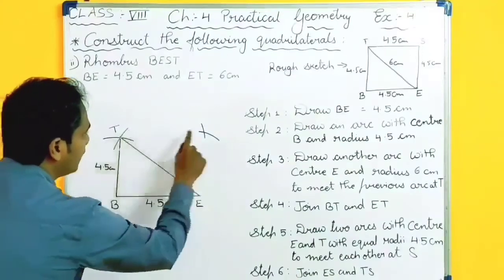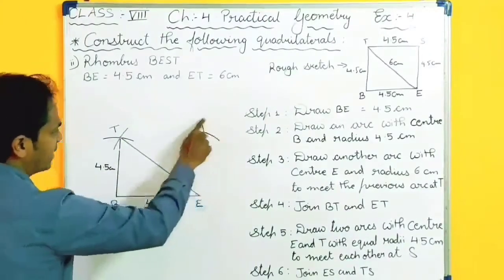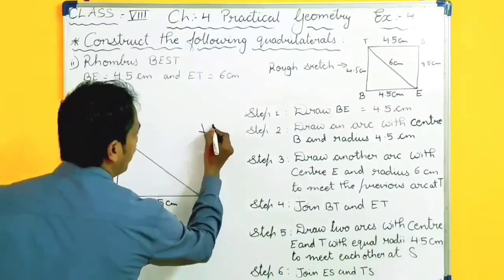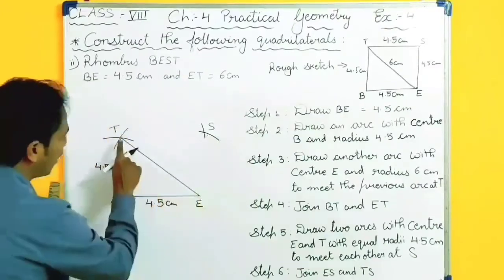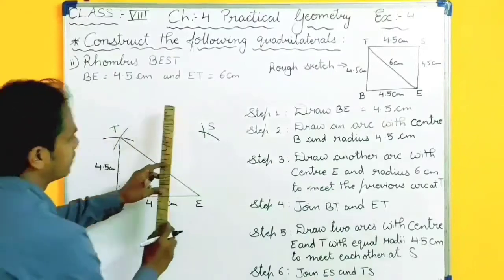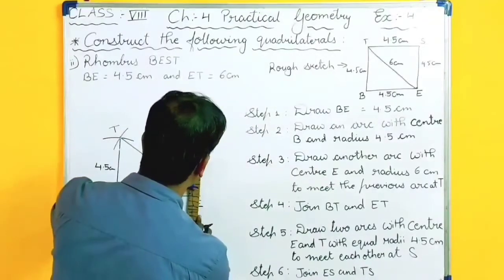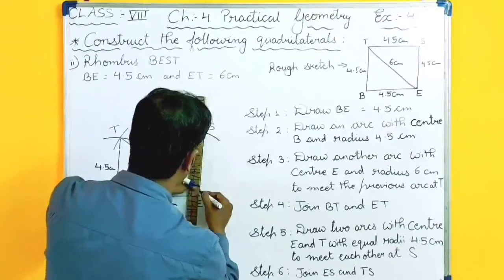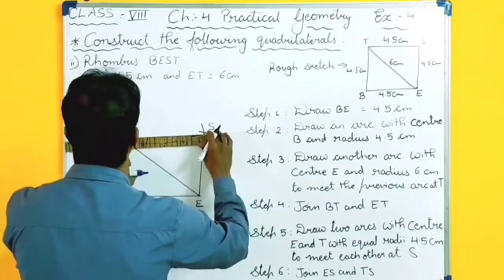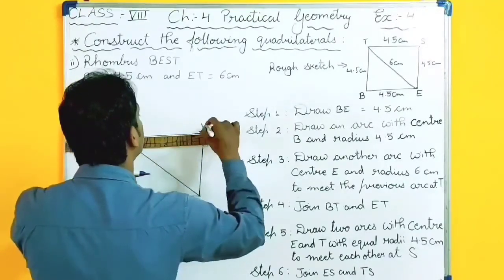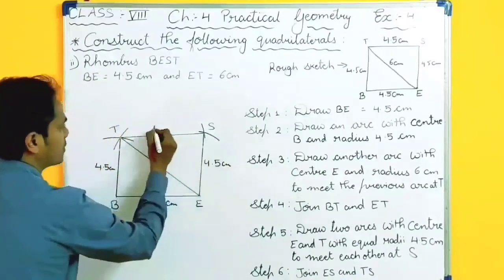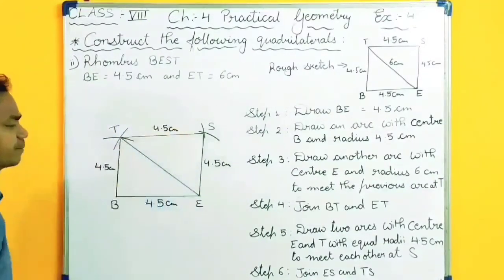Now join. This is your point S. Okay. Now I will join TS and ES. The last step is join ES and TS. So I will join this. Okay. So this is my required rhombus BEST.